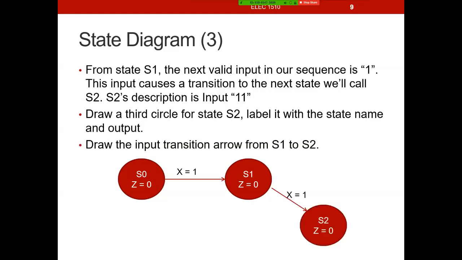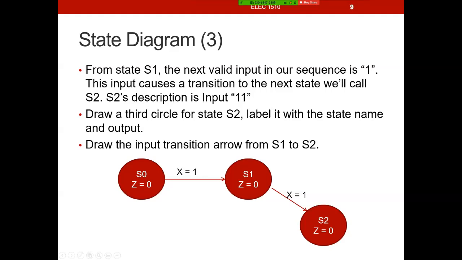Now that we have states S0 and S1, we say we're in state S1. We want to know what the next valid input in our sequence is. In that case, it would be a 1. So if we're in state S1 and we receive a 1, then we want to transition to state S2. So we have this third circle for S2. State S2's description is that our input that we've seen so far to our finite state machine is 1, 1. We know that when we're in state S2, we've seen a pattern of 1, 1.